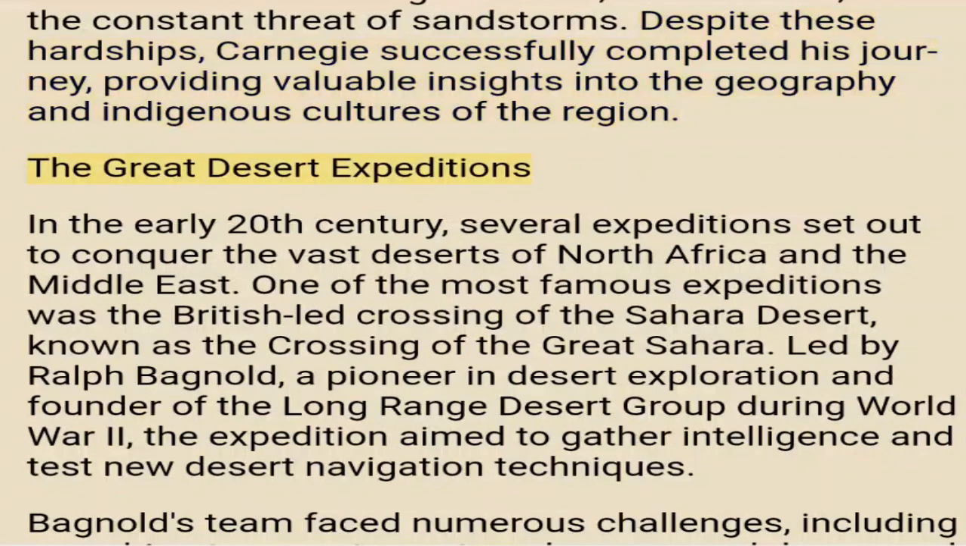The Great Desert Expeditions. In the early 20th century, several expeditions set out to conquer the vast deserts of North Africa and the Middle East. One of the most famous expeditions was the British-led crossing of the Sahara Desert, known as the Crossing of the Great Sahara. Led by Ralph Bagnold, a pioneer in desert exploration and founder of the Long Range Desert Group during World War II, the expedition aimed to gather intelligence and test new desert navigation techniques.